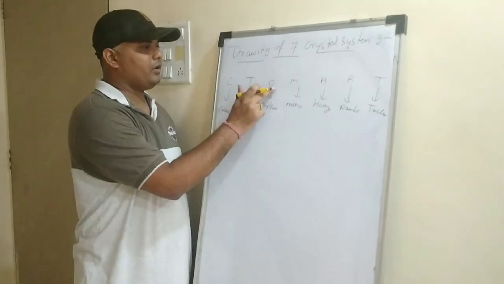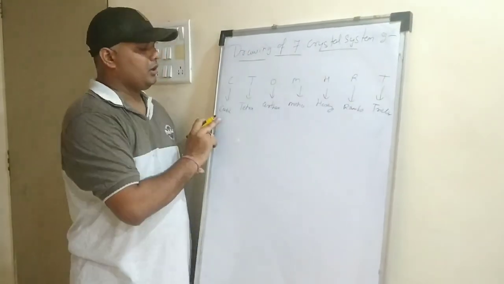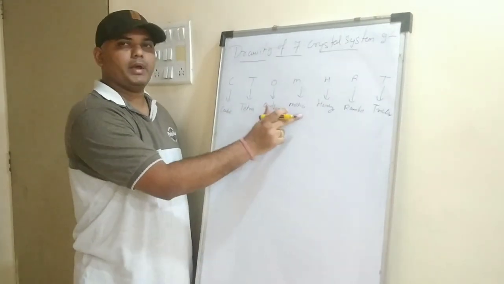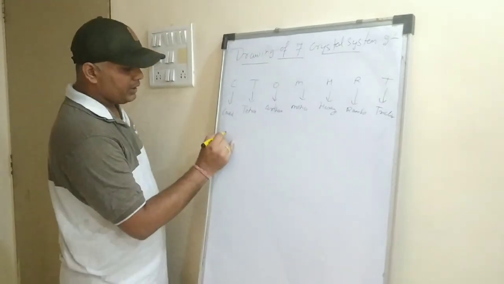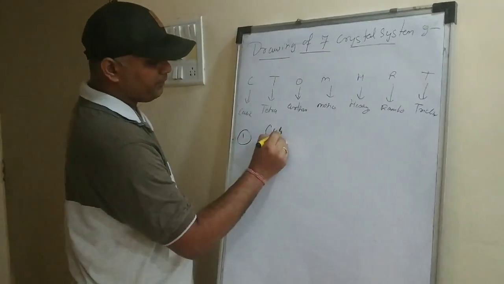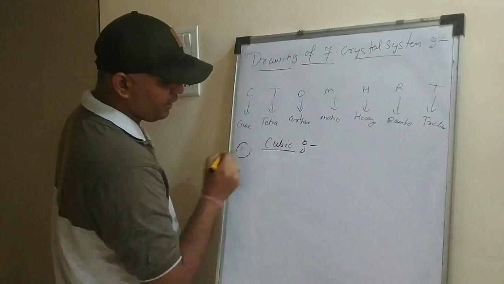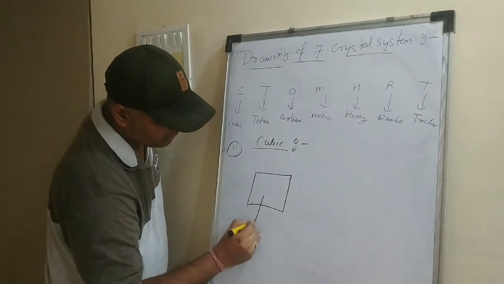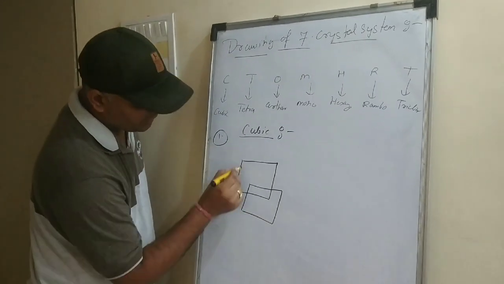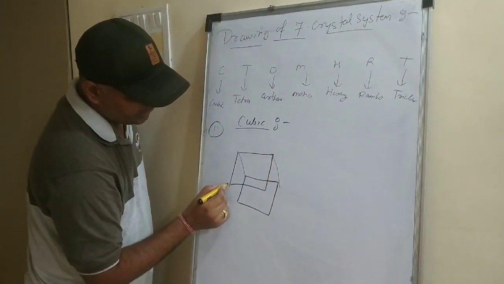So, CTOMHRT: cubic, tetragonal, orthorhombic, monoclinic, hexagonal, rhombohedral, triclinic. Okay, number one, cubic. So let's draw the cubic. Cubic is a very simple one. So this becomes your cubic.